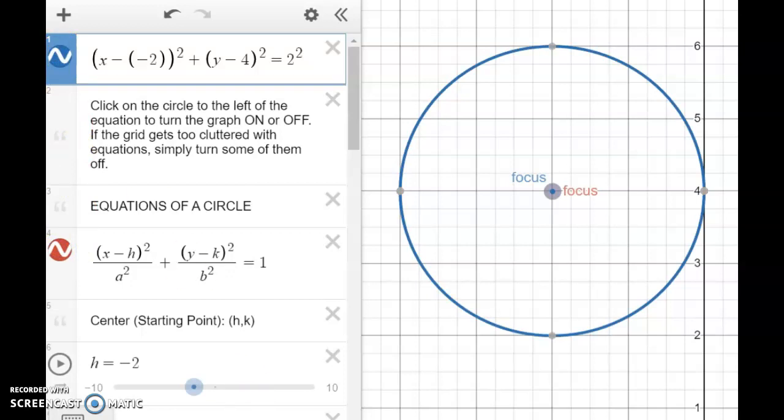Okay, in the next recording, I will do one more ellipse, a vertical ellipse, and then I'm going to show some applications.